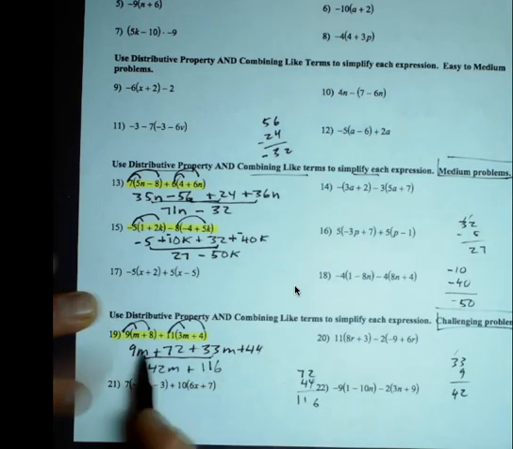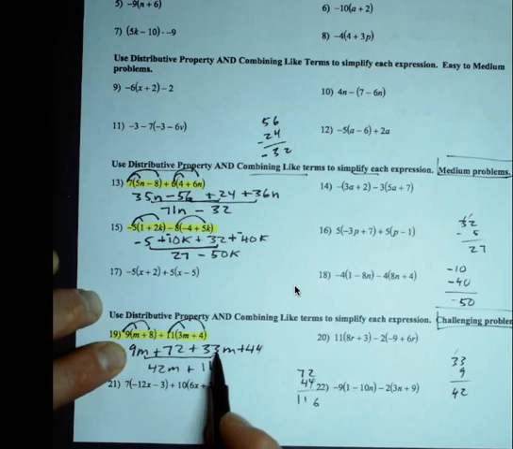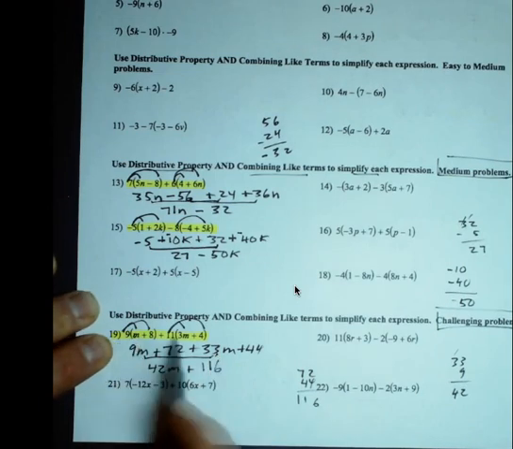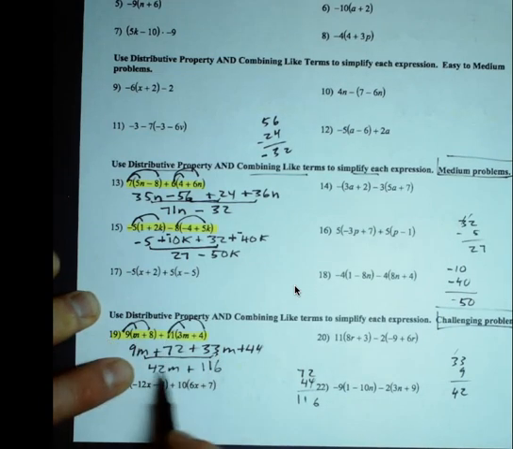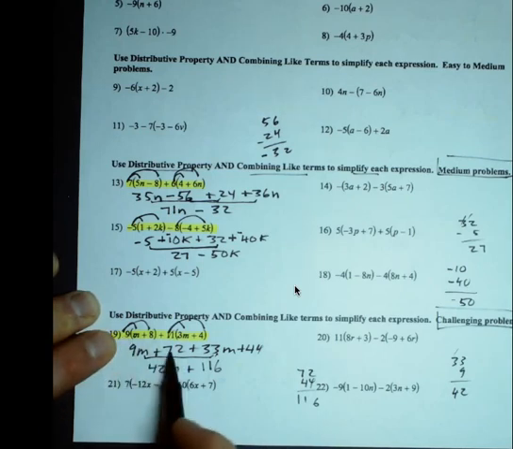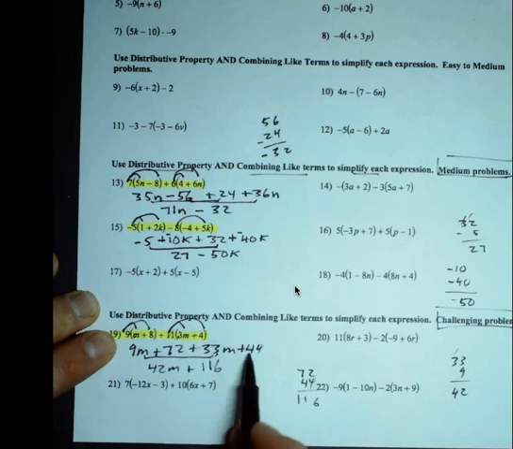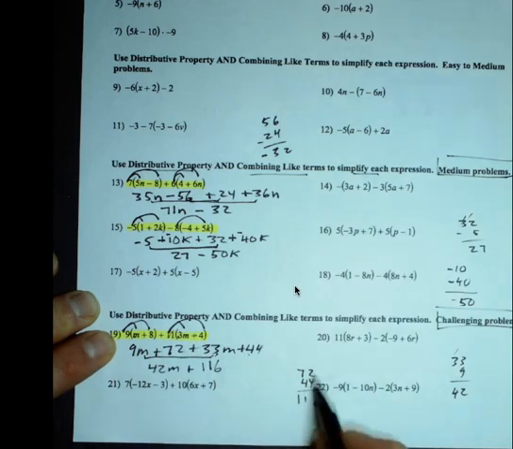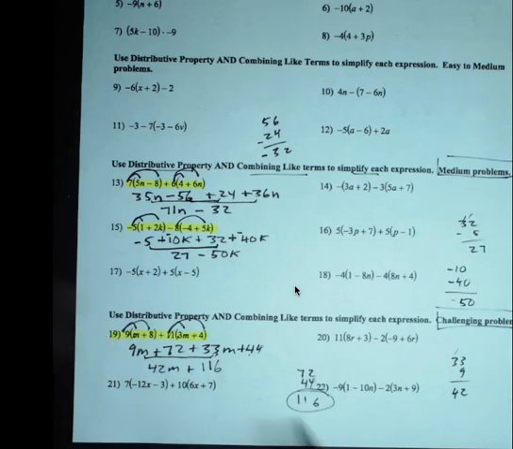Let me just double check. So I have 9m and 33m. That looks good. That's 42m. And then I got 9 times 8. There's my positive 72. And I have 11 times 4. That's 44. Double check my adding. 2 and 4 is 6. 11 and 2 is 6. And then we have 7 and 4. And there's where I carry the 1. 116. So 42m plus 116. All right, try to work through the rest of those problems.